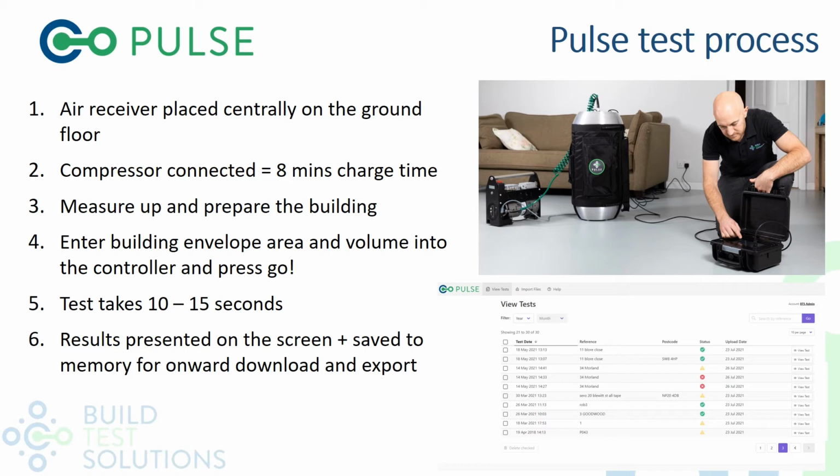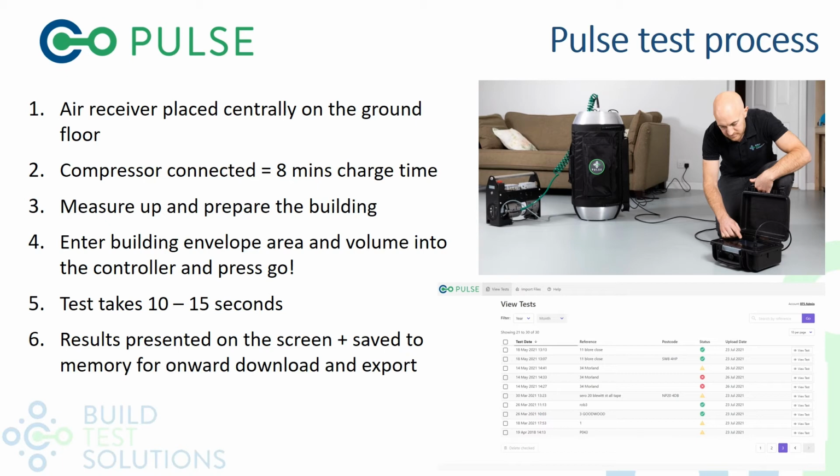doors are open, and depending on the test being carried out, they may choose to either seal over intended ventilation paths or indeed leave them open and test for the property in its occupied state. The operative then returns to the controller, enters the building envelope area and volume, and then it's a matter of quite simply pressing go. The execution of the test then takes approximately 10 to 15 seconds. The actual measurement phase within that is a fraction of a second.